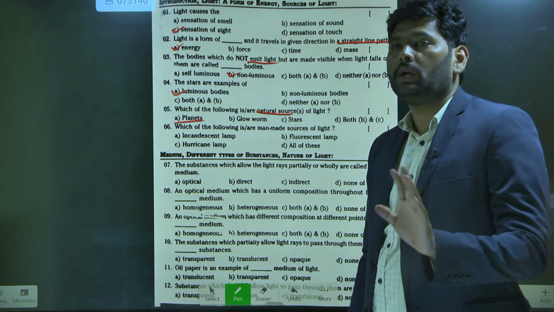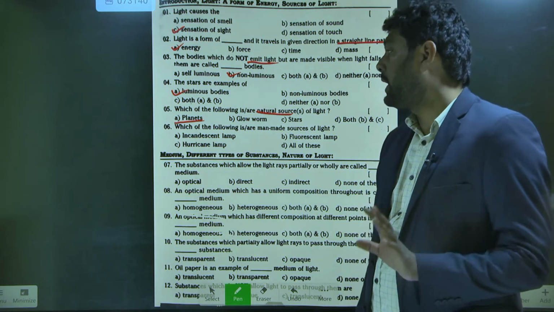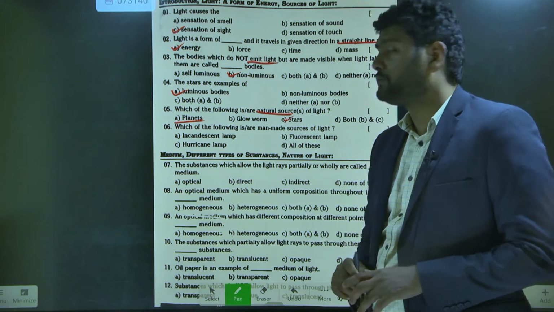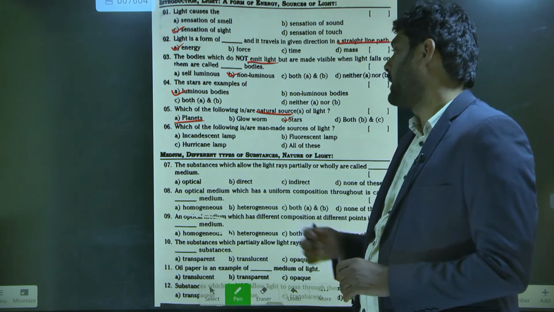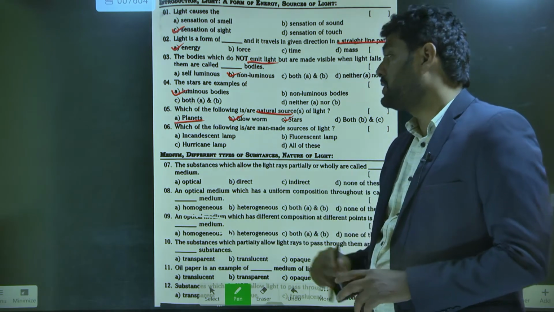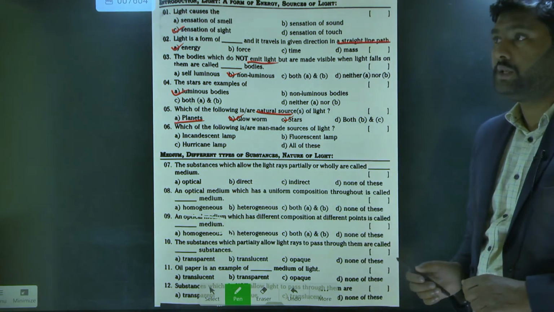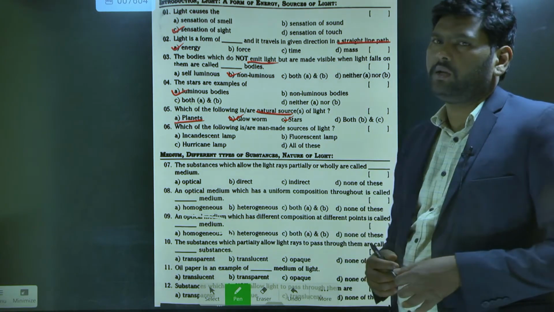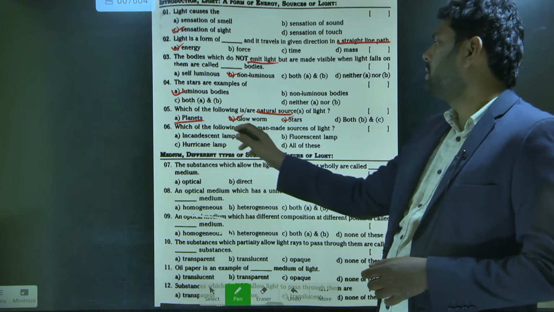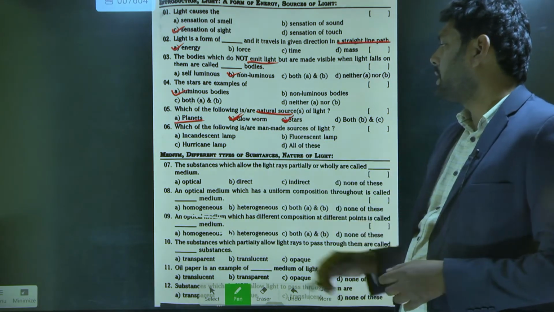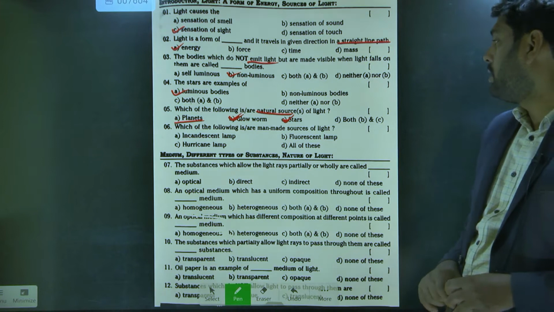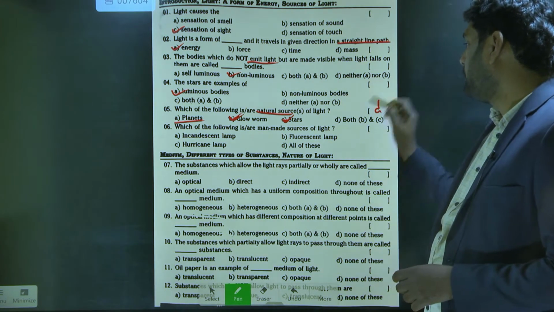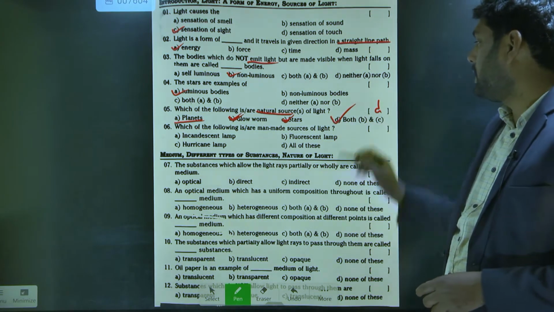So those are not called natural sources. Only the stars we can call the natural sources of light. Even a glowworm is a source of light, because glowworm and firefly, we can call both the same. So this B and C options are the natural sources. So finally our option for this is D. Our option for this is the right answer.